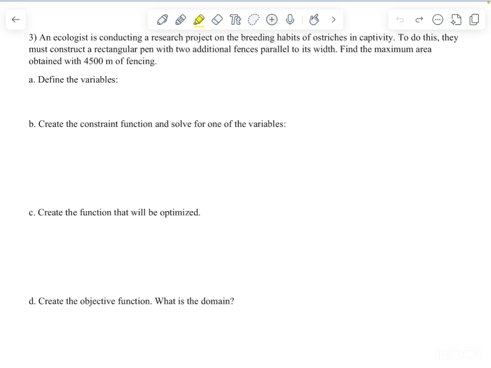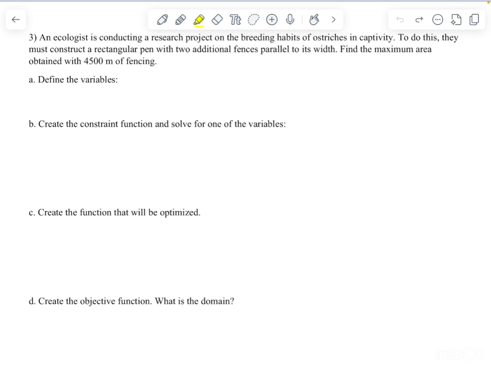An ecologist is conducting a research project on the breeding habits of ostriches in captivity. To do this, they must construct a rectangular pen with 2 additional fences parallel to its width. Find the maximum area obtained with 4,500 meters of fencing.